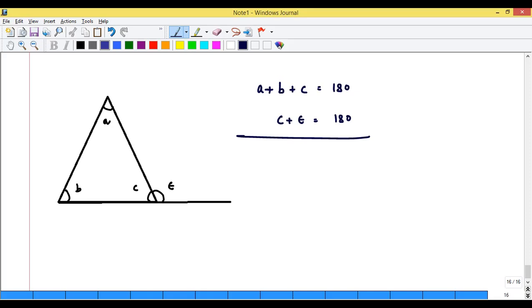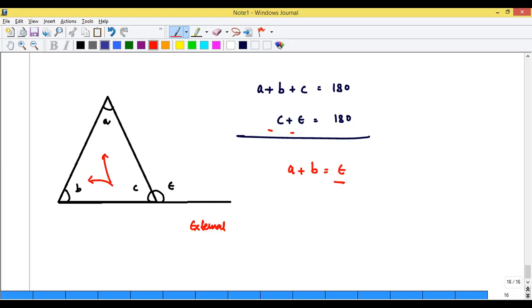Now you can cancel C and C. Can I say, if you equate both of them, or else if you do subtraction, A plus B is equal to what? E. You cancel C and C. 180, 180 also you can cancel. So what do you get? A plus B minus E equals 0, or else A plus B is equal to what? E. External angle of a triangle is sum of two opposite interior angles.